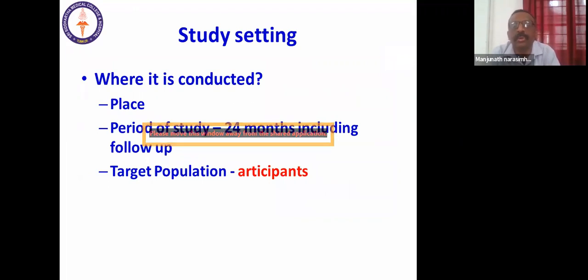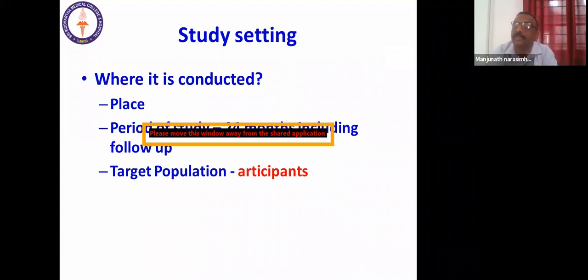Next, what you are going to write here is the study setting, where you are going to do the study, just the place. So Siddhartha Medical College and Hospital, Tumkur, that's all. Many times people write it out in full. Next is the period of study, just 24 months. Who is the target population? Sorry, typing error, it is participants.